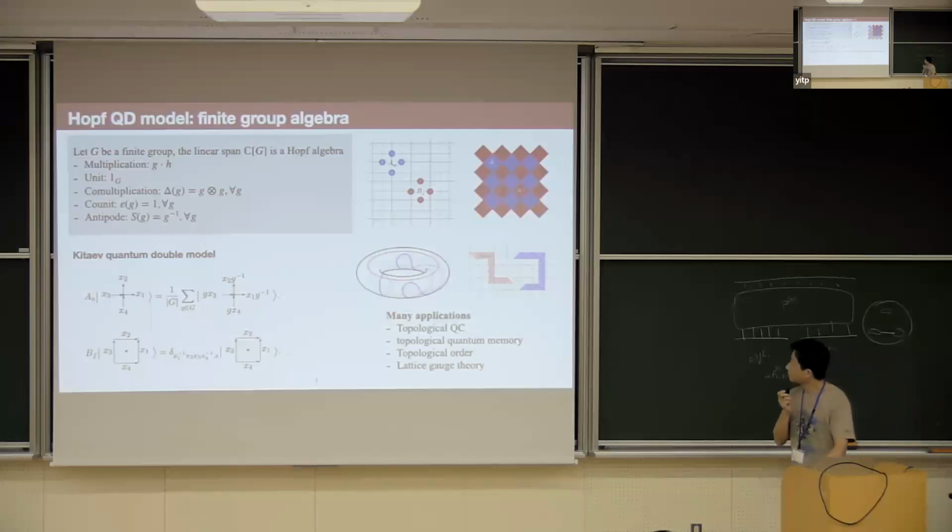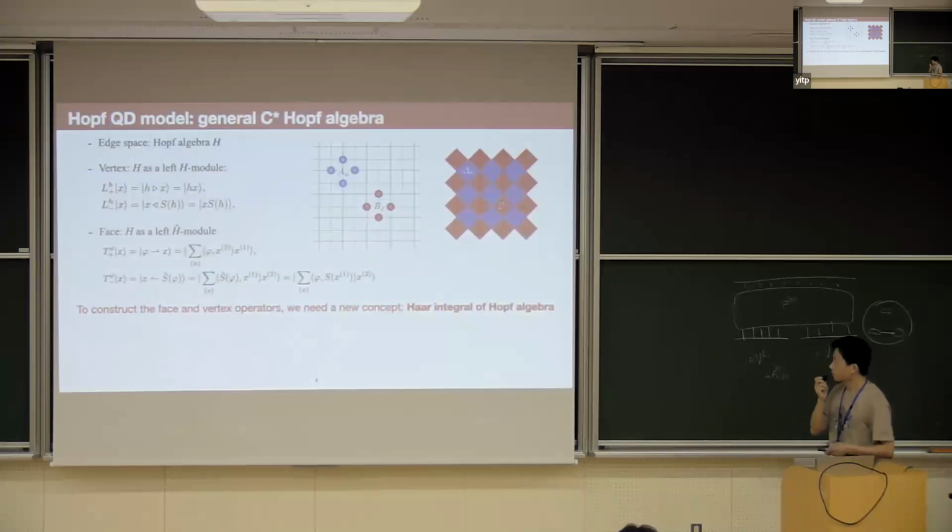And for our case, if we want to generalize this to the Hopf case, we'll face several difficulties. We know that it's not so straightforward to do this. So we need to find some approach to generalize the finite group to the Hopf case. We need to find a special element of the vertex and a special element of the face. The proper notion of these two concepts turned out to be the Haar integral of the Hopf algebra.